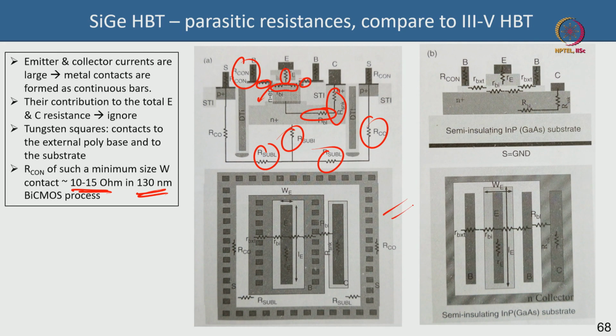Again, this is the side view and this is the top view. So you can see that there is this emitter resistance here, there is this base intrinsic resistance, the base extrinsic resistance, the sinker resistance, substrate resistance, and so forth.